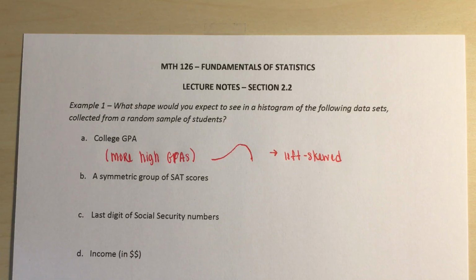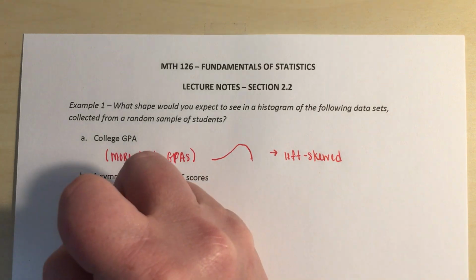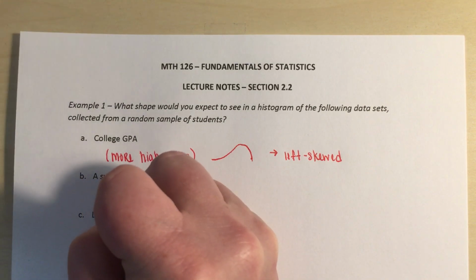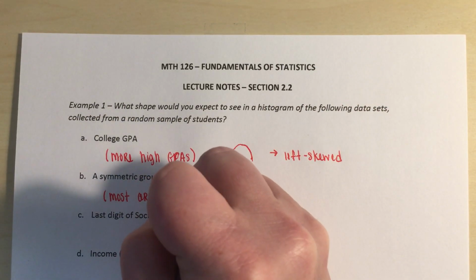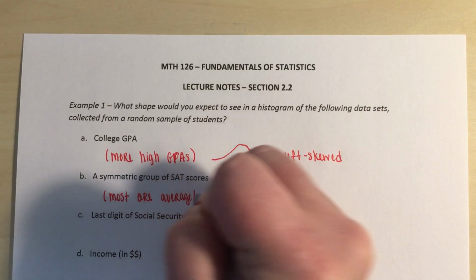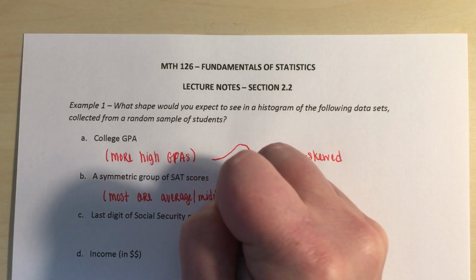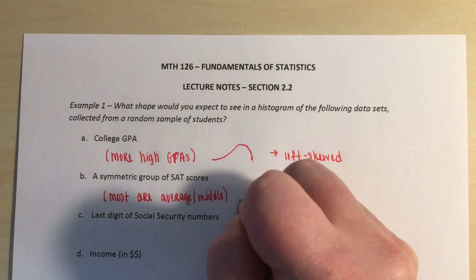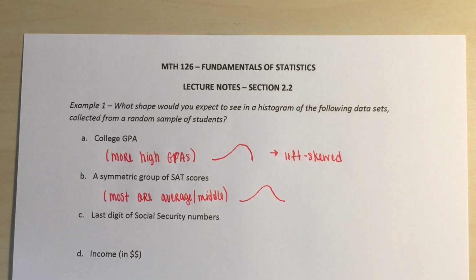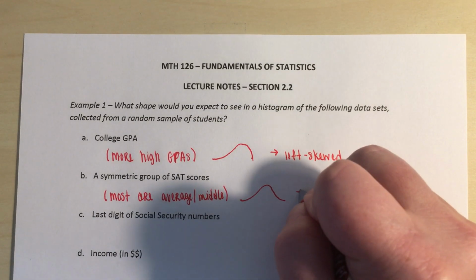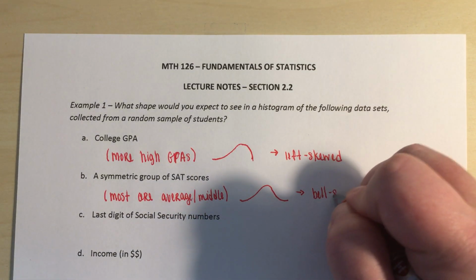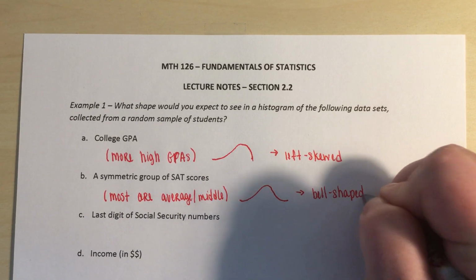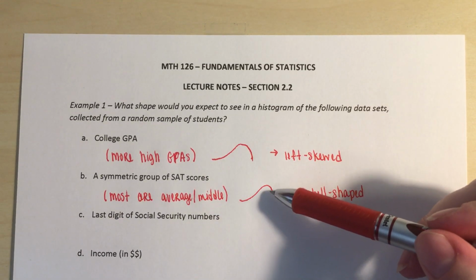Right. A symmetric group of ACT scores. Here, we're going to say that most of the students are somewhere in the middle, right? So most of them are average or somewhere in the middle. That means if we were to draw a picture in this case, we would end up with something that looks more like that, right? This is more bell-shaped since we have a tail on both ends and our highest frequency is in the middle.